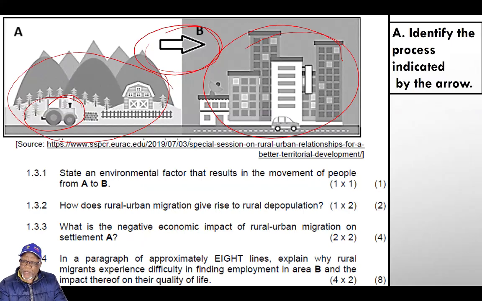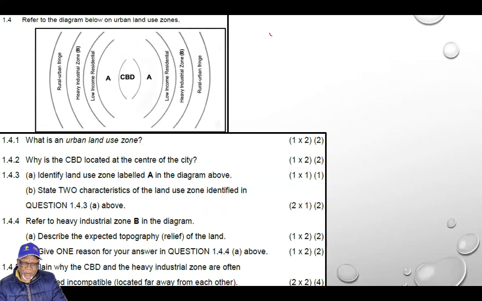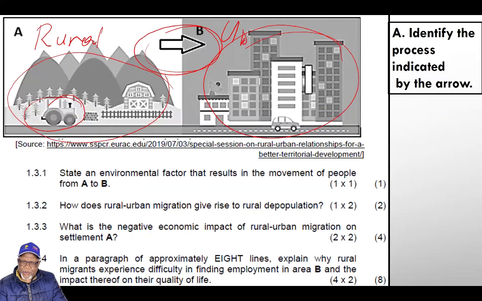So the movement here, let's identify the movement. This will be rural and this will be urban. And because there is an arrow between them that shows movement from here to here, this movement is rural-urban migration. So, state an environmental factor that results in the movement of people from A to B.